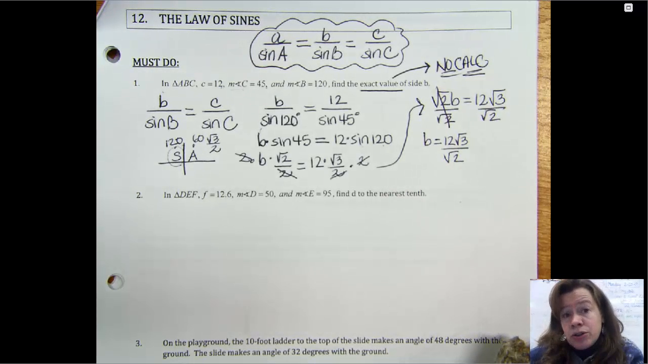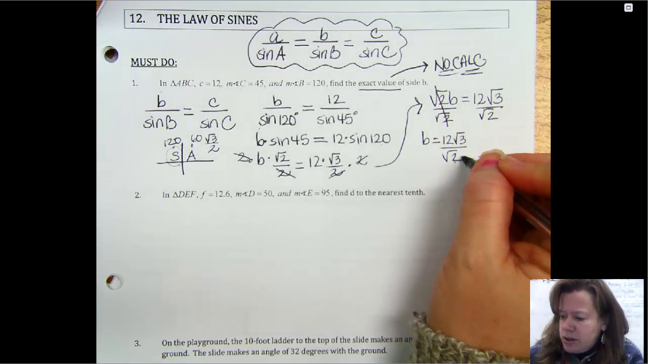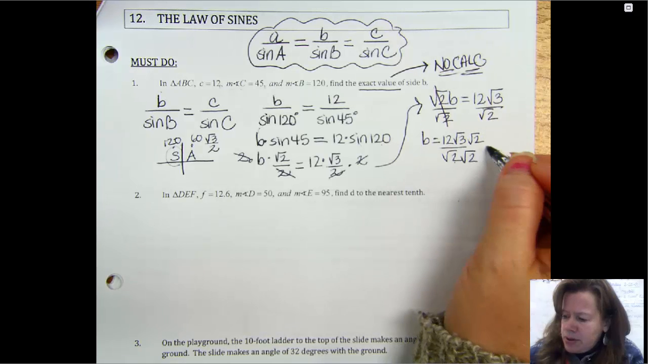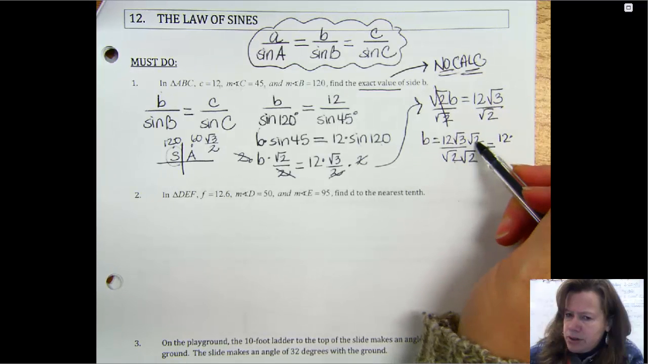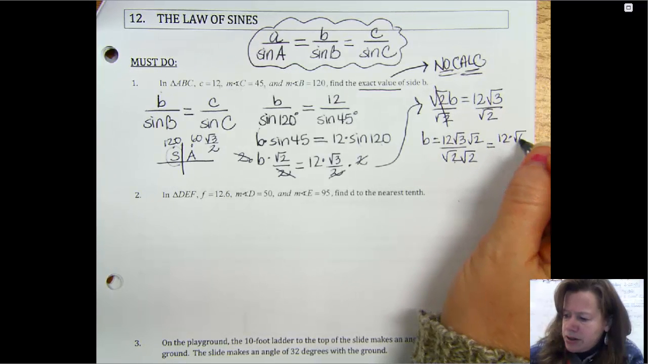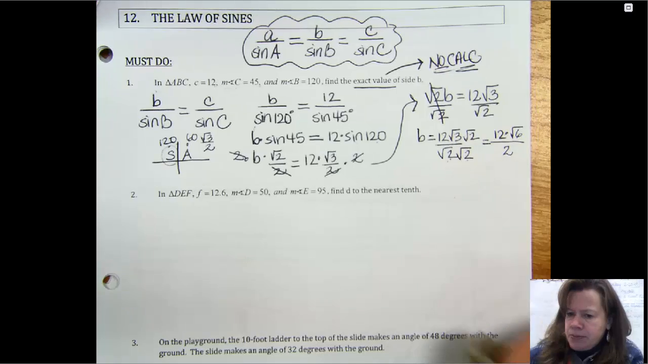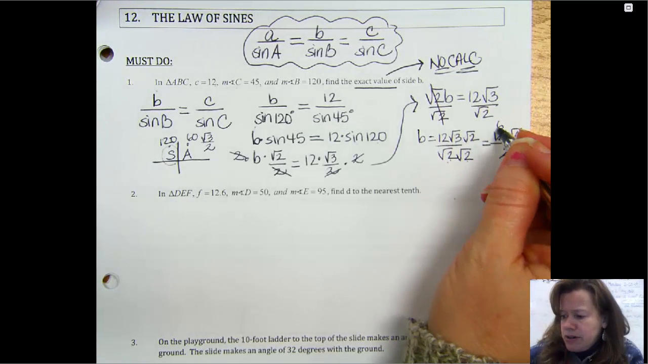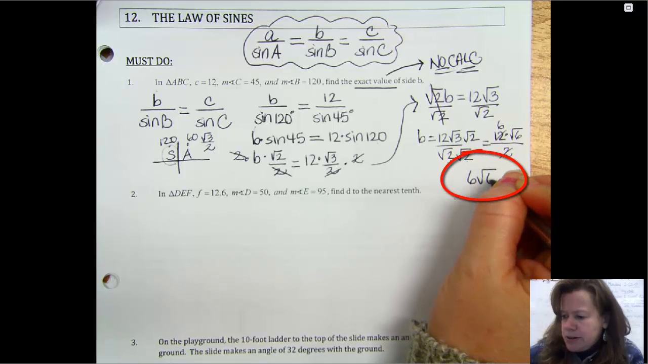Well, that's no good for New York State. I need to clean up the square root in the bottom of the fraction. Multiply both parts by that square root of 2. So up top I have 12 times the square root of 3 times the square root of 2 is the square root of 6, all over square root of 2 times the square root of 2 is 2. And then finally you can reduce. 2 goes into 12 6 times, and you're left with 6 square root of 6.